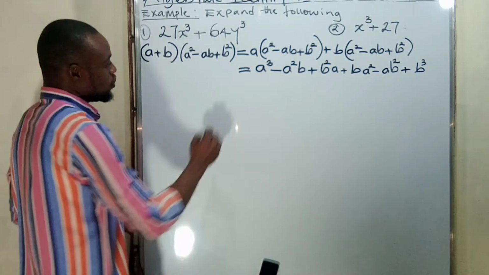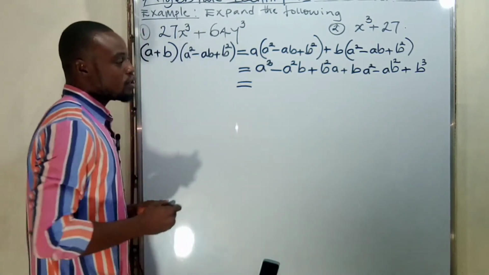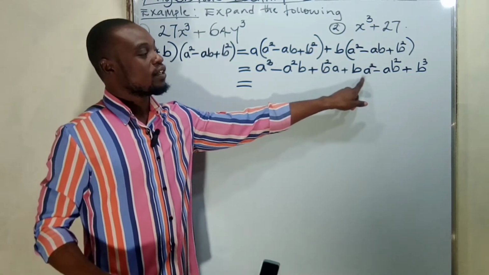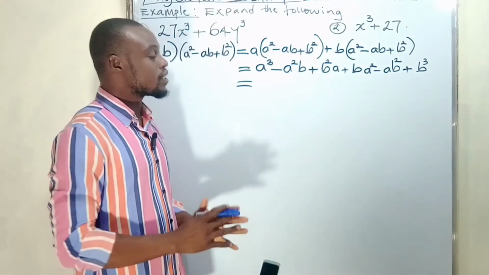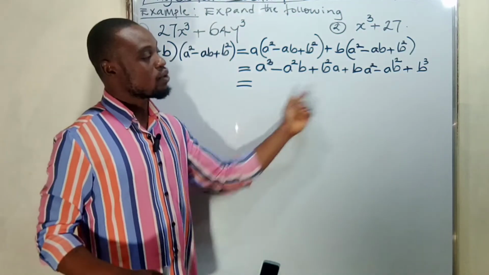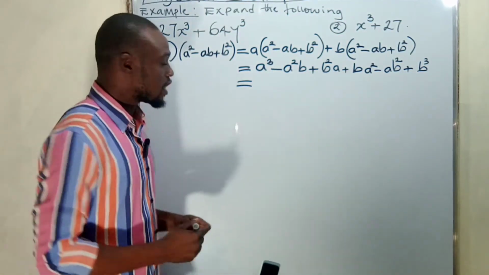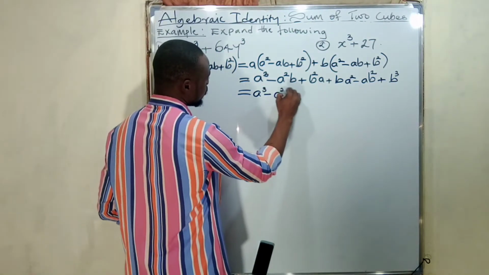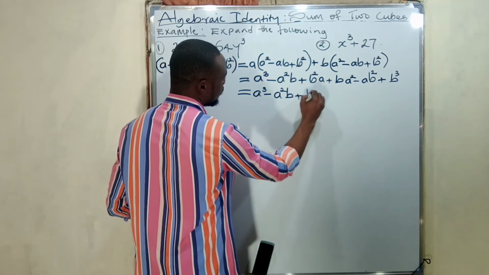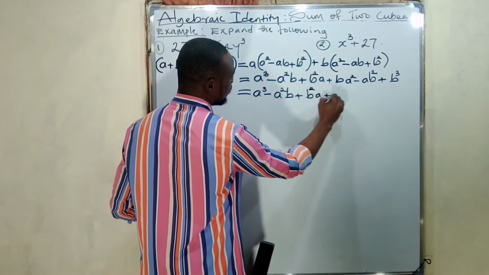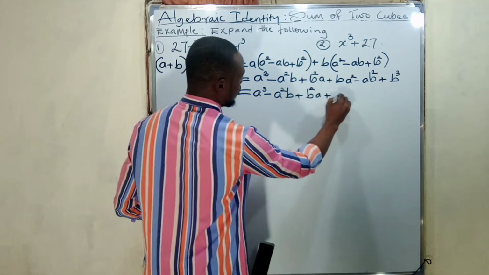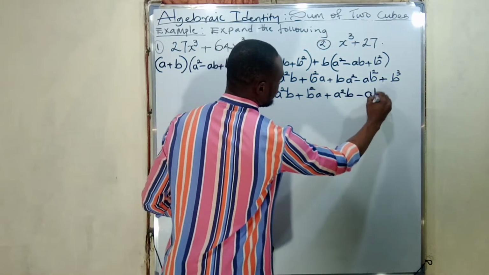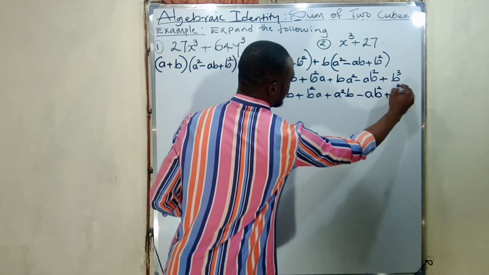All right. So if you look at this particular expression clearly, you will discover I wrote b a square. So I just decided to write it so that I will explain better. So in mathematics, when we have something like this, we arrange it alphabetically. So I'm going to rewrite. So we have here a cube minus a square b plus b square a plus a square b, that's the rearrangement, and I have a b square plus b cube.